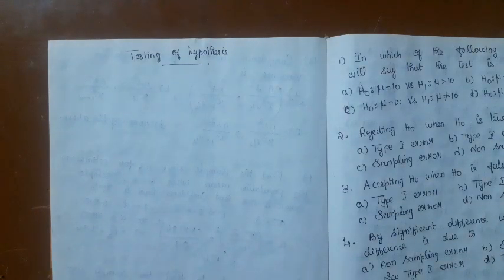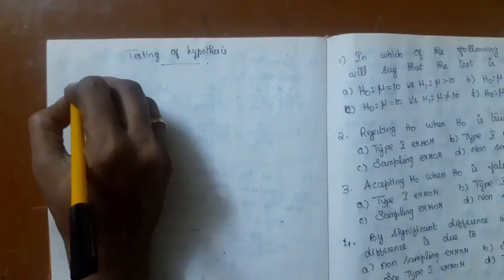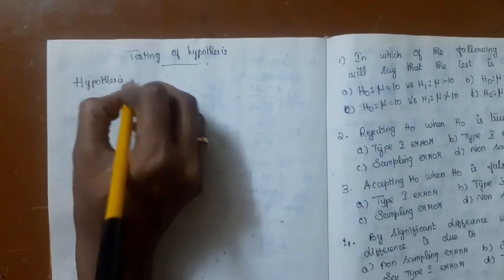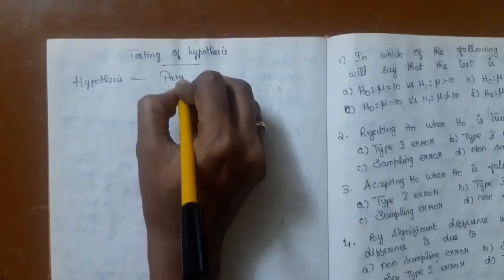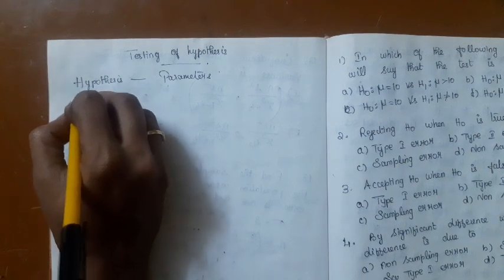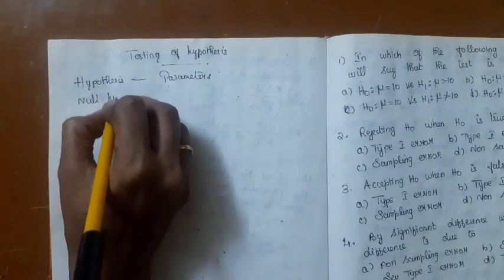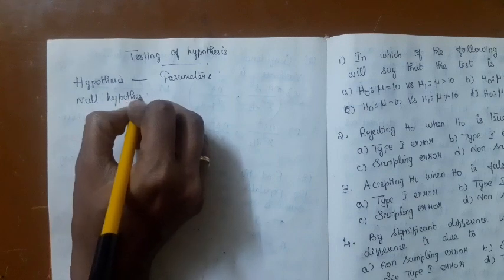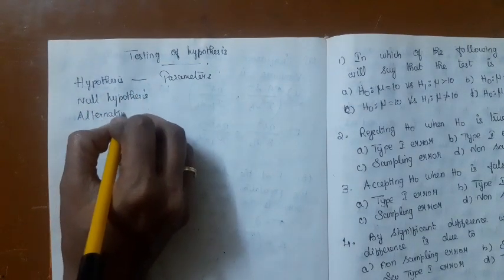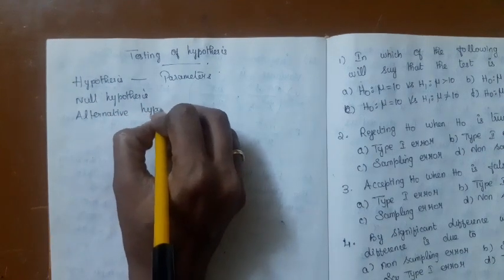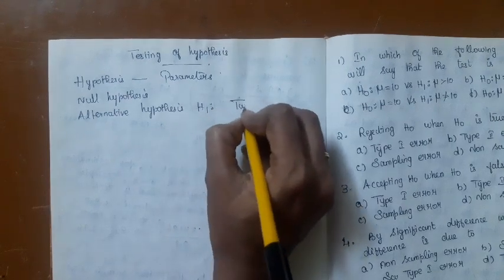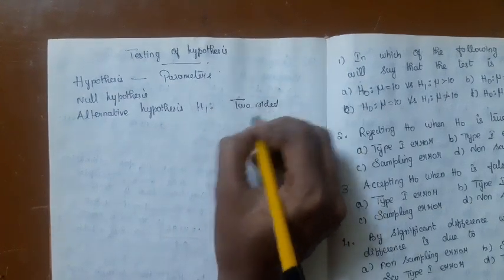This video is on testing of hypothesis. We know a hypothesis is a statement about a population. It always talks about the parameters of the population. The null hypothesis is framed with the null attitude, and the alternative hypothesis, which is denoted as H1, may be two-sided or one-sided.